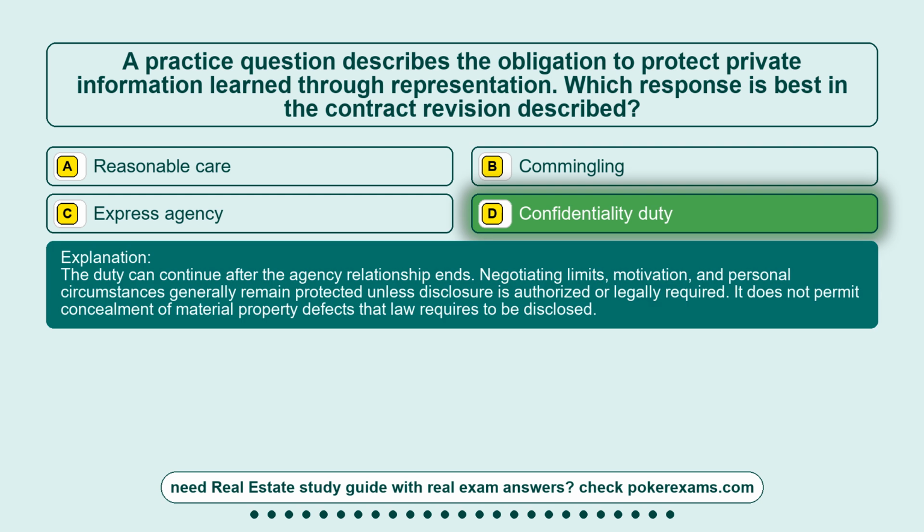The duty can continue after the agency relationship ends. Negotiating limits, motivation, and personal circumstances generally remain protected unless disclosure is authorized or legally required. It does not permit concealment of material property defects that law requires to be disclosed.